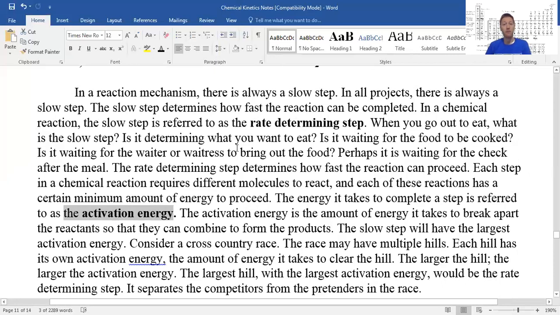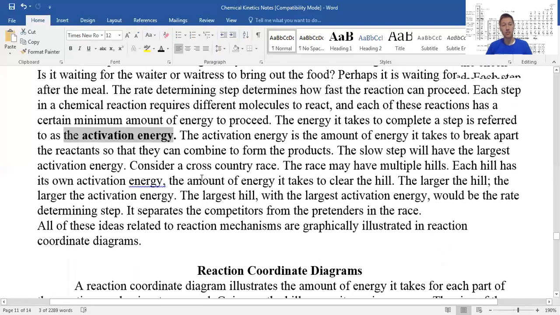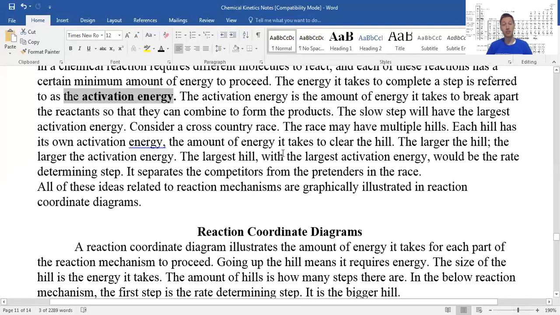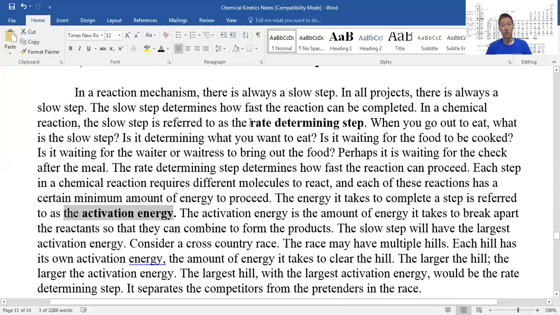So when you think about another analogy, think of a cross-country race. On a cross-country course, you have a lot of hills you've got to run up. And you can think about each hill having its own activation energy, like how much motivation, how much energy does it take to get over this hill? And so one of those hills will be the rate determining step. It's going to be the one that dictates who wins and who loses.